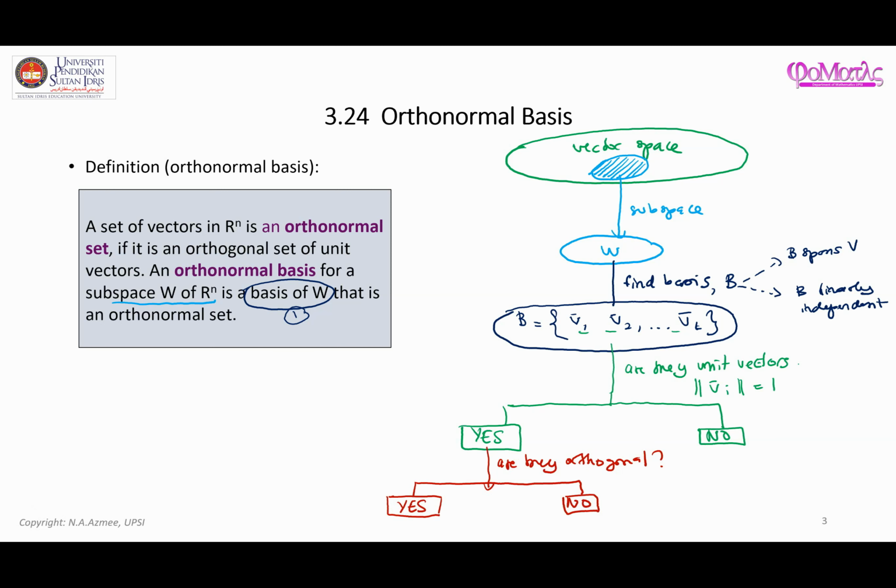Are they orthogonal? What is the idea of orthogonal? The idea is that for all possible pairs of these vectors, when you consider the dot product, it has to be equal to 0. That is the idea of orthogonal. Let's say the answer to that is yes. Therefore, we can say that the basis we have here is an orthonormal basis.